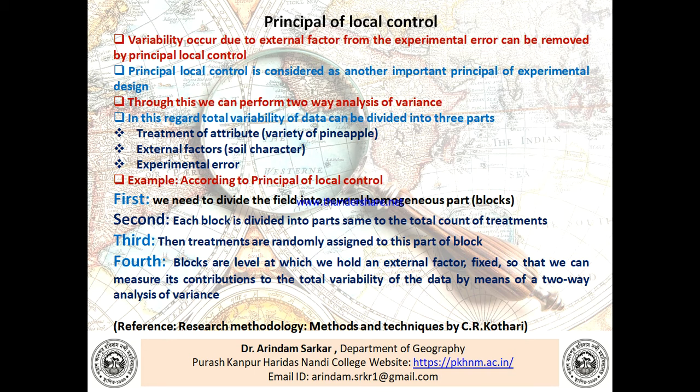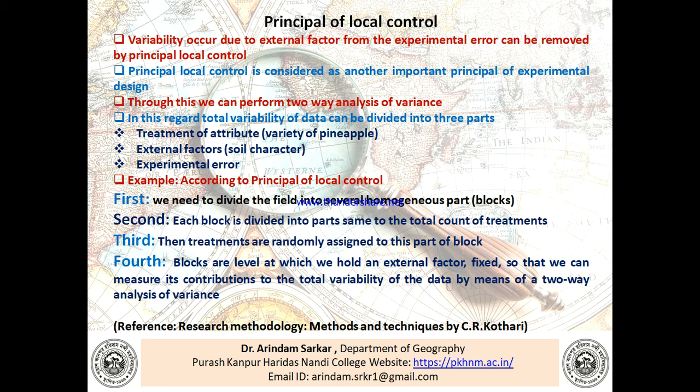In this regard, the total variability of data can be divided into three parts. One is the treatment or attribute, that is the variety of pineapples. One is the external factor, that is the soil character. And the last one is the experimental error. An example according to the principle of local control: I have taken this example from the book Research Methodology: Methods and Techniques by C.R. Kothari. What is the example?